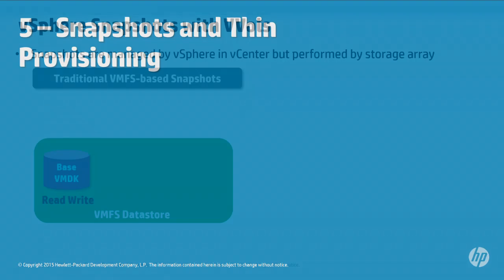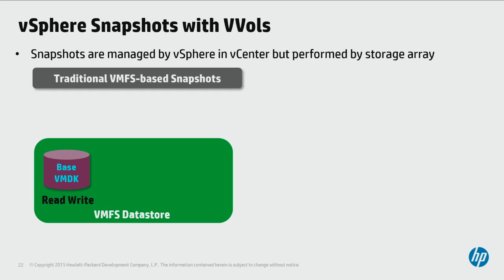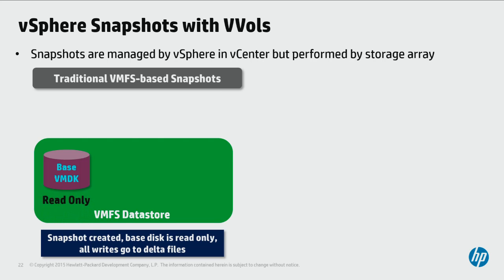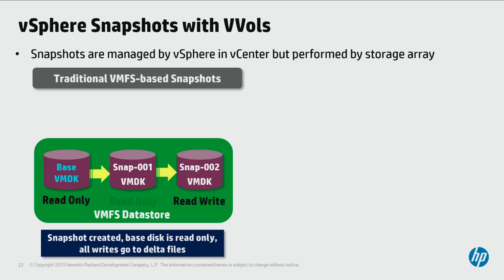Snapshots and thin provisioning are some of my favorite new features with VVols that I think really add a lot of benefit. If you're familiar with how snapshots are done today, when we take a snapshot on VMFS, we freeze that base disk. That base disk is going to be read-only. So the base disk becomes read-only when we take a snapshot with VMFS. And with any subsequent snapshots, the last snapshot will be read-write. That's where we're actually writing our data, and the snapshots before that will all be read-only.